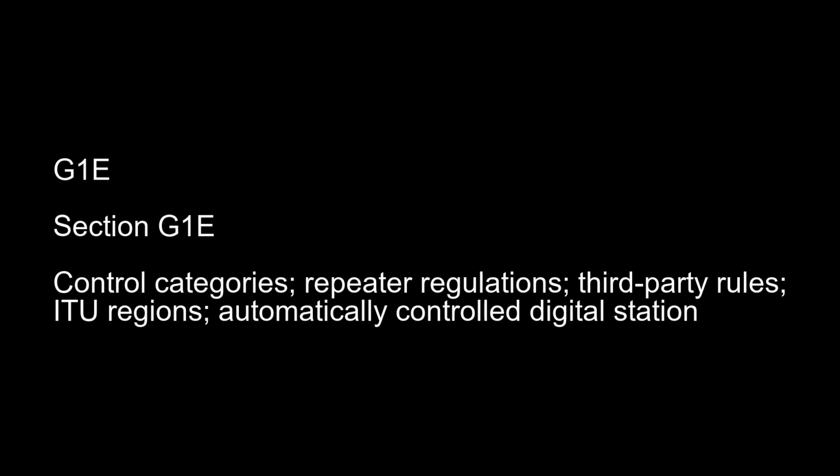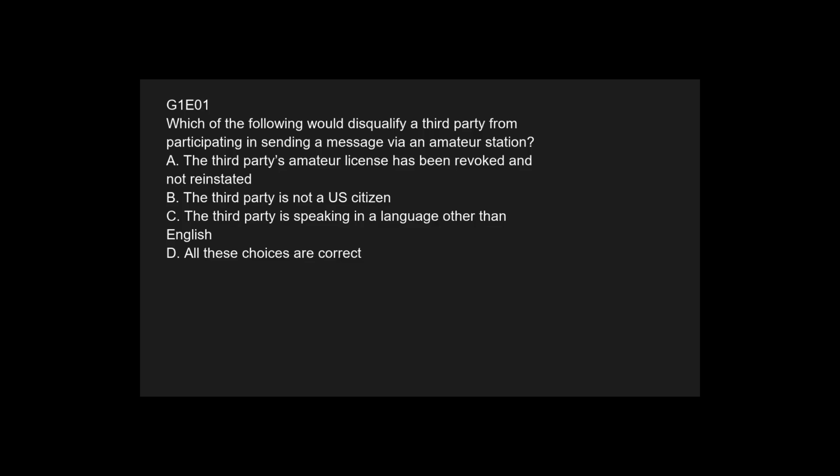Section G1E. Control categories, repeater regulations, third-party rules, ITU regions, automatically controlled digital station. Question: which of the following would disqualify a third party from participating in sending a message via an amateur station? The correct answer is A. The third party's amateur license has been revoked and not reinstated.